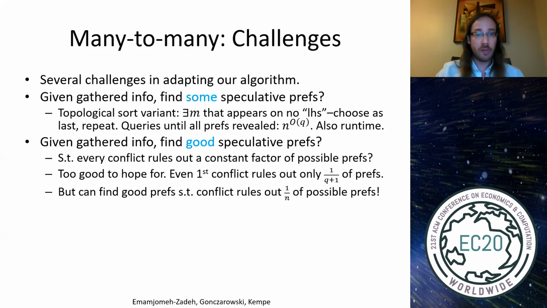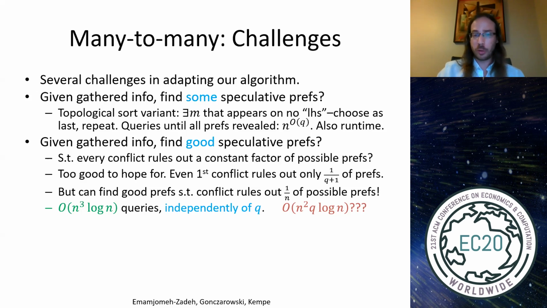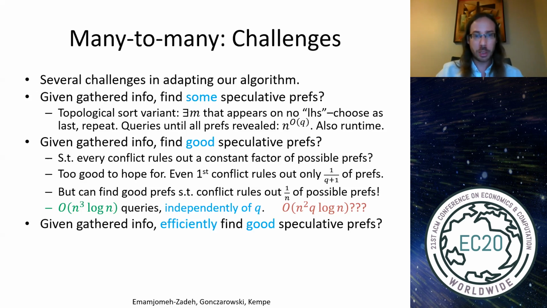What we know how to prove is to find good preferences in the sense that a conflict rules out at least 1 over n of the possible preferences. If you take the log, you get n to the third log n queries. That's still polynomial and independent of q. It's a bit weird to say independent of q when q is bounded by n. What we really would have wanted is n squared q log n. But we don't know how to show that. That would have been in line with ruling out 1 over q at any moment. So that's an open question.